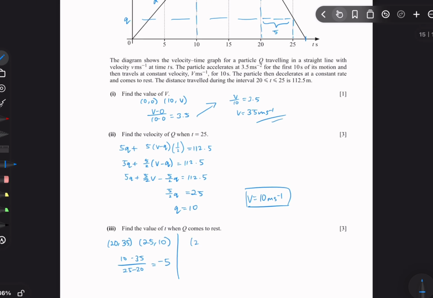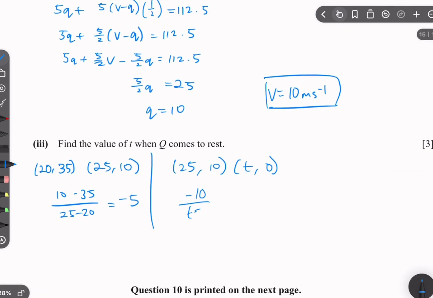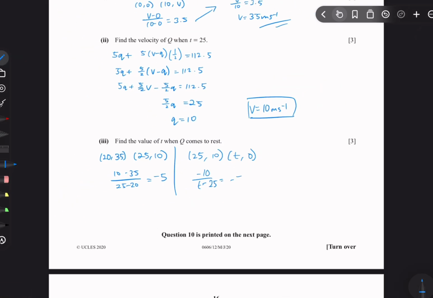So it'll be 25, where v is 10, and then t, which is what we're finding, and then 0, because the velocity is 0 as the particle is already at rest. So 0 minus 10 over t minus 25 is equal to minus 5. And t is equal to 27 seconds.